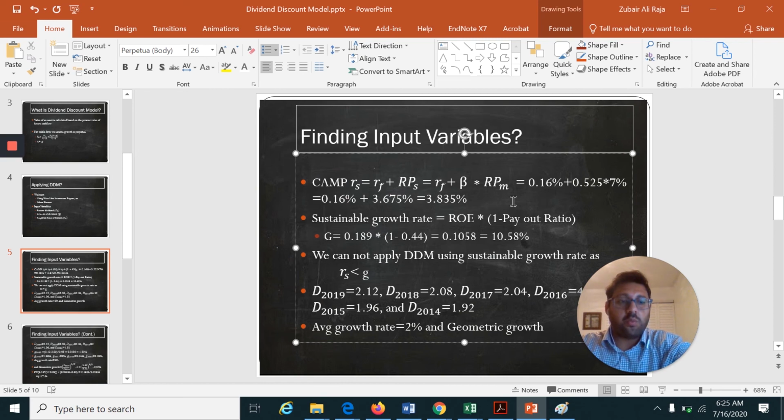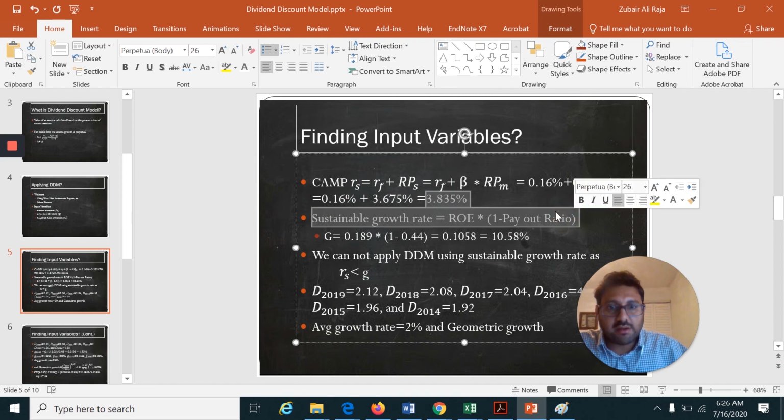Now this is the first variable which we got for the perpetual dividend discount model. What is the second variable? The growth rate. That's very important. One way is to find the sustainable growth rate. The sustainable growth rate is given from the formula of return on equity multiplied by the retention ratio, where retention ratio is equal to 1 minus the payout ratio. So this formula over here.